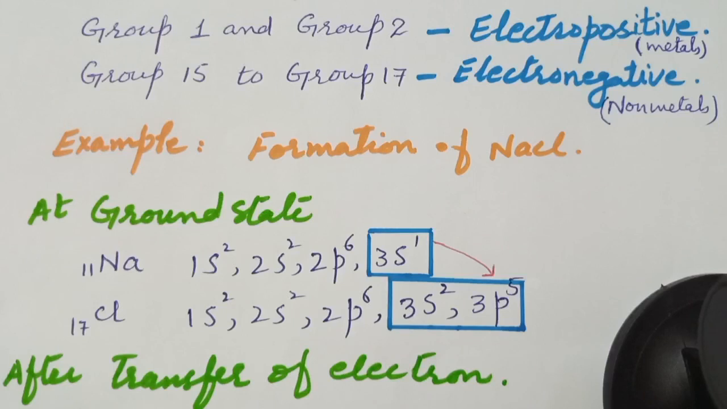Sodium belongs to the first group and the chlorine belongs to group 17. At ground state, the sodium atom has this electronic configuration: 1s2, 2s2, 2p6 and 3s1. It has only 1 electron in its outermost shell. And the chlorine, which has the atomic number 17, has the electronic configuration 1s2, 2s2, 2p6, 3s2 and 3p5. Chlorine atom has 7 electrons in its outermost shell.